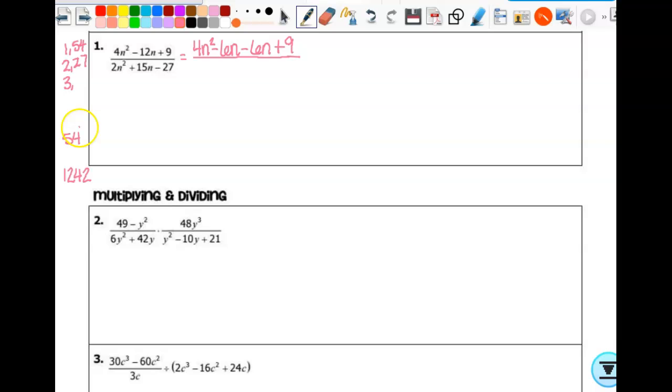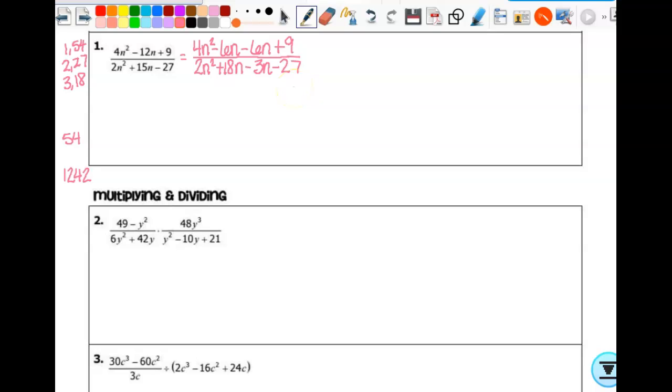So yes, this is divisible by 3. 3 goes into 5 once, with 2 left over. 3 goes into 24 18 times. If I subtract those two, am I going to get 15? Yes, I am. Those are my factors. So I get 2n squared plus 18n minus 3n minus 27.